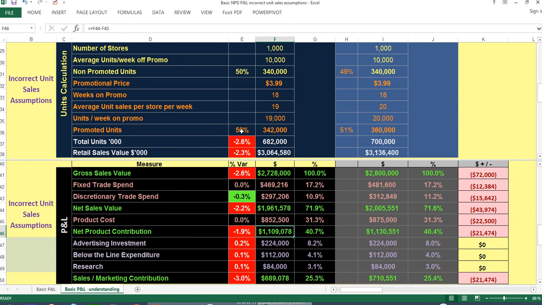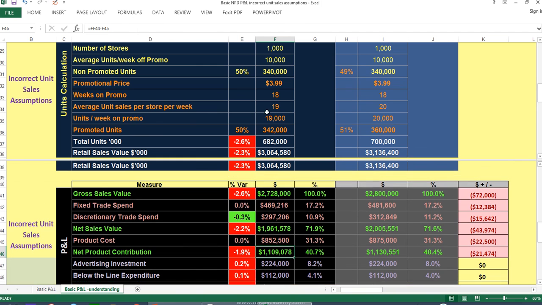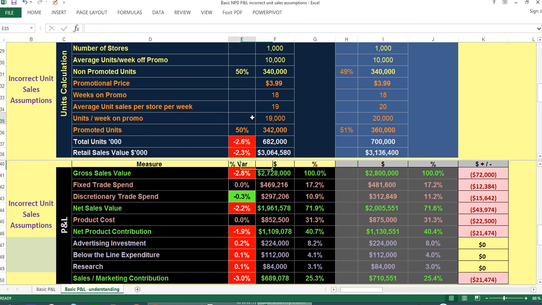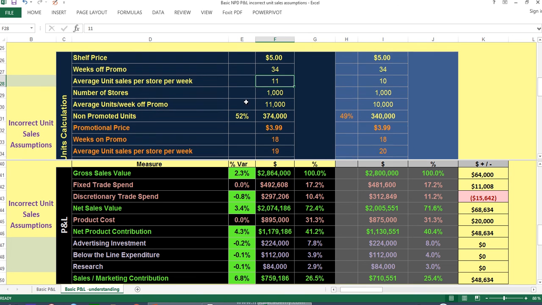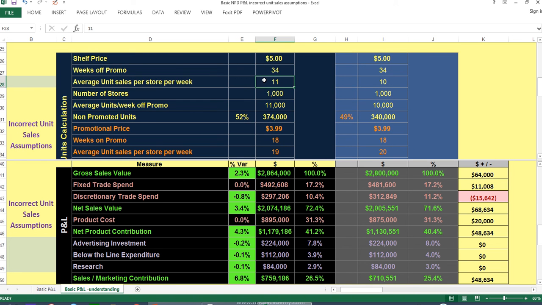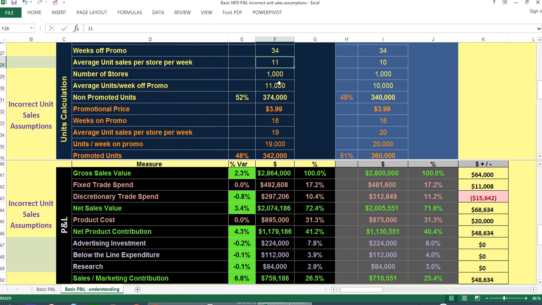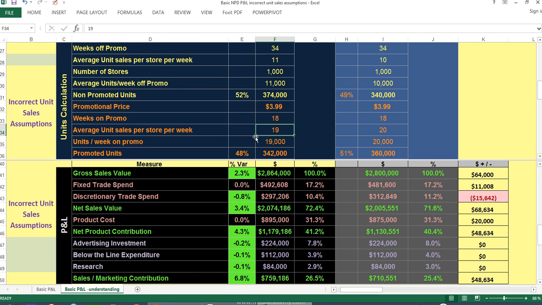What's happening if we essentially change the P&L again. If we go back to, let's say we're going to hit 19 and we're going to go up on the base. So there are different scenarios that happen. Now it's a positive story. So you could have a better basic, non-promoted unit sales per store per week, which is higher, and you could have a lower uplift on your promotion.